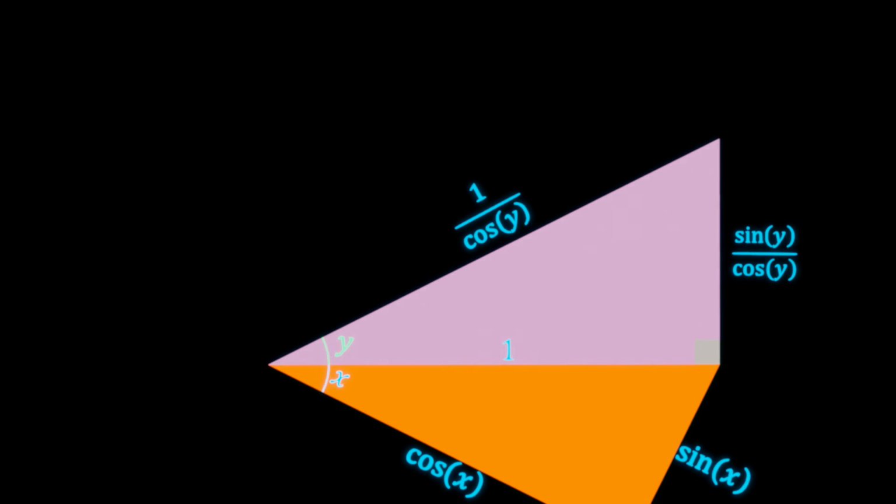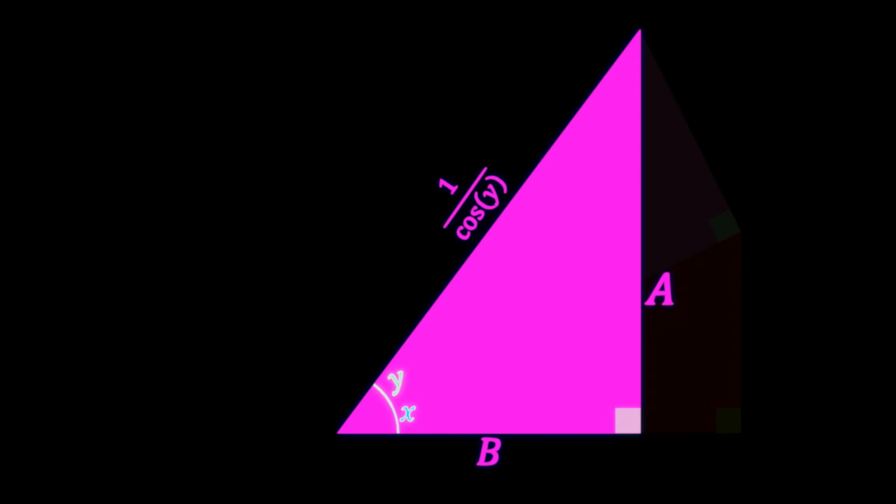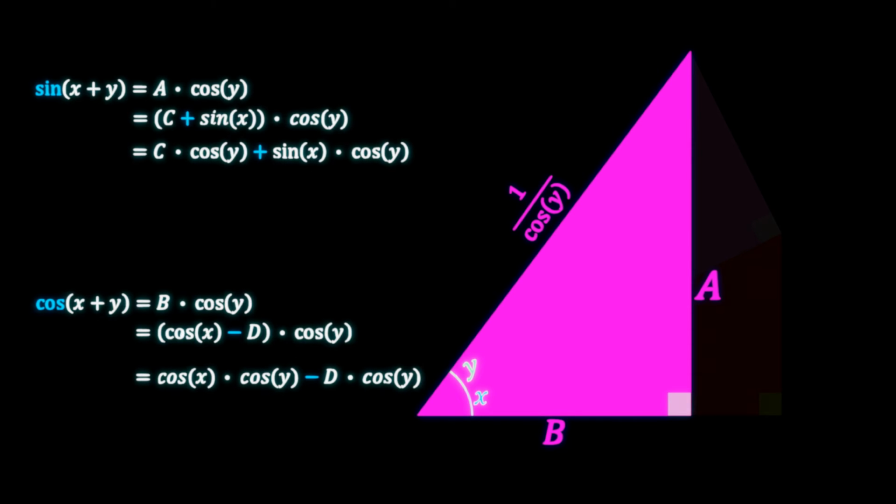Tracing out a right triangle with angle x plus y, and hypotenuse of length 1 over cosine of y, we can see our task clearly. We must solve for the length of the sides a, opposite, and b, adjacent to the angle x plus y to attain the respective identities.